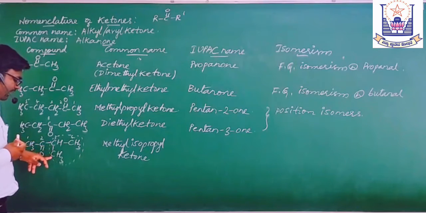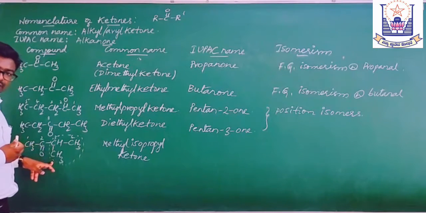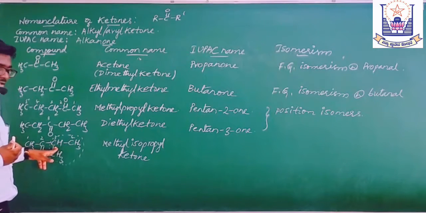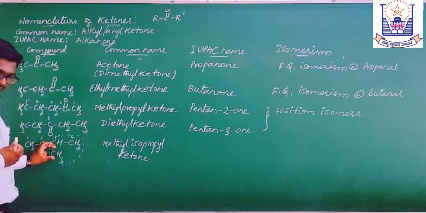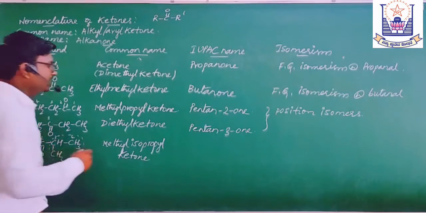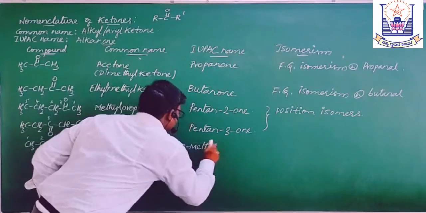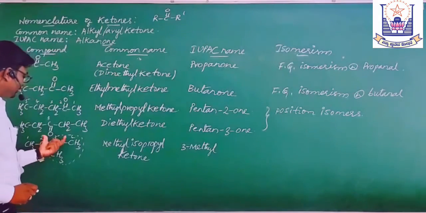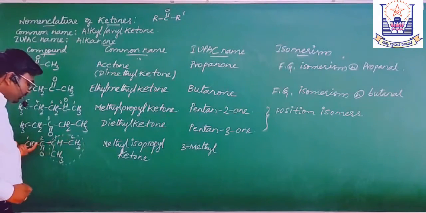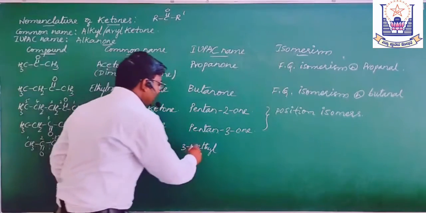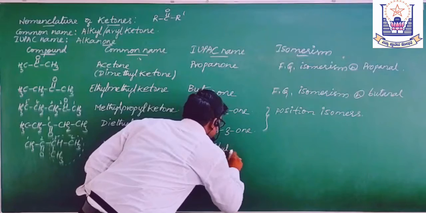And again at the third position there is a methyl branch. So where it is present at the third carbon, no? So it will be taken as a prefix. 3-methyl. The word root is butan because 4 carbon atoms are there. Butan-2-one. 3-methyl butan-2-one.